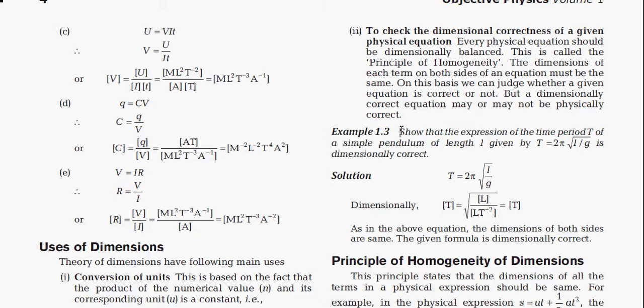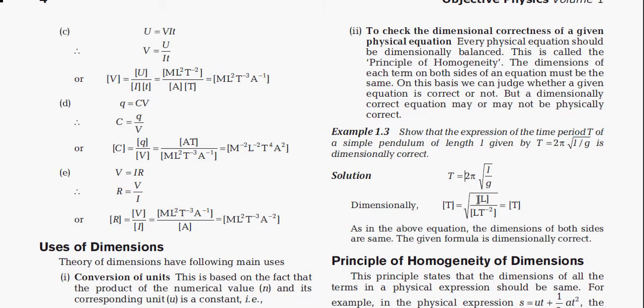Let's see the correctness of the time period T is 2 pi root L by g. So here we need to prove LHS is equal to RHS. In LHS, this is the time period, and we know that the dimension of the time period is T only. So in LHS there is T. 2 pi is a constant, so it has no dimension. Just ignore this. Keep this square root as it is.